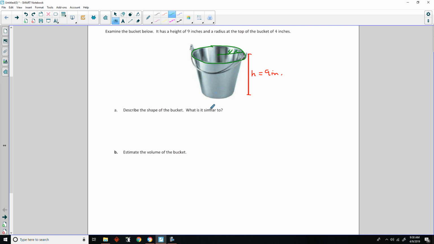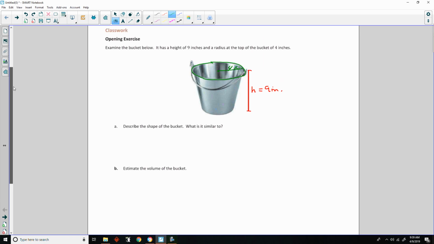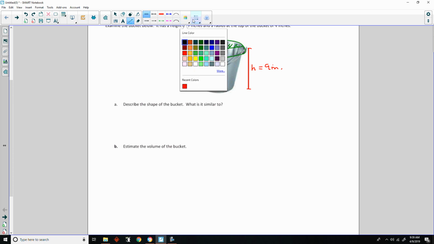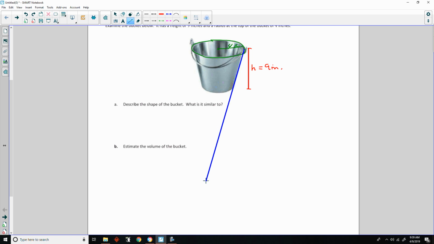Describe the shape of the bucket. What is it similar to? Okay, remember the name of this topic, truncated cones. So suppose I drew a really long line segment parallel to the side of that bucket, and then did another one over here parallel to the other side of the bucket, and then I stopped it right here. Then what would the shape of this object be? Well, it would be a cone.